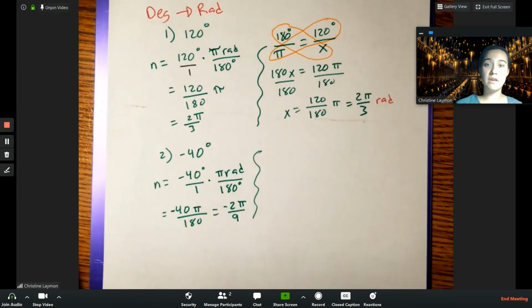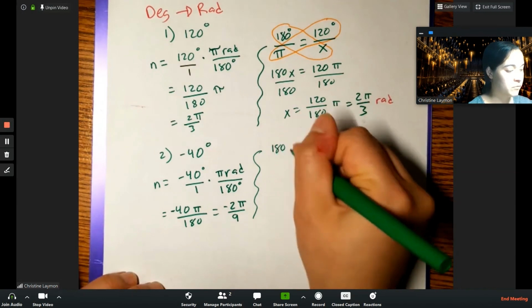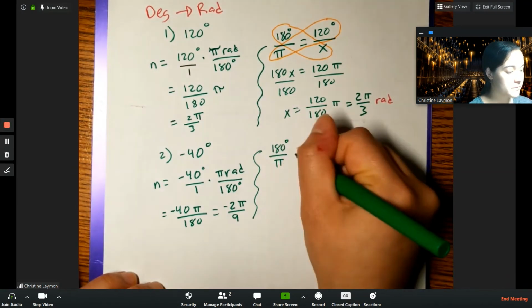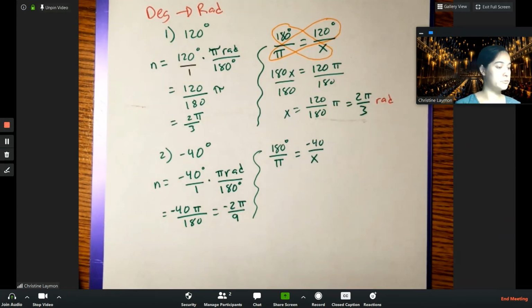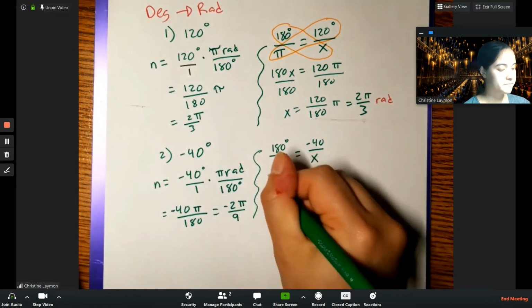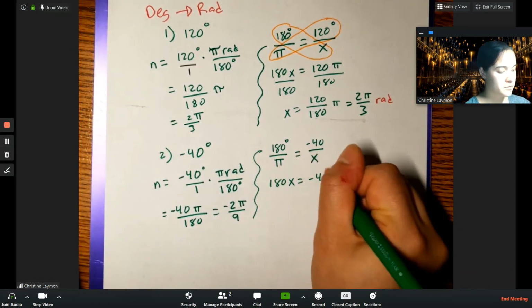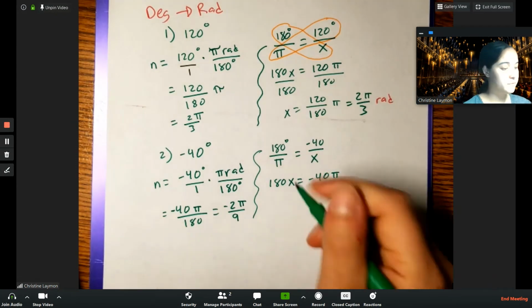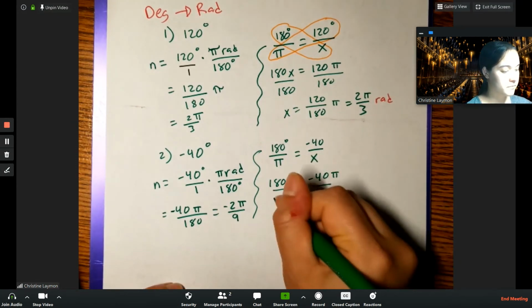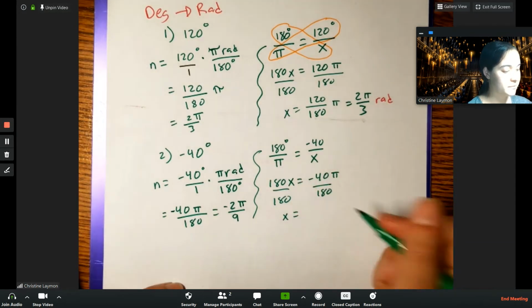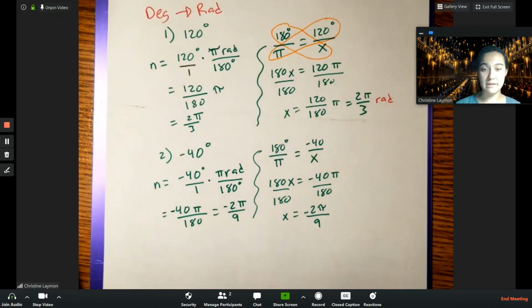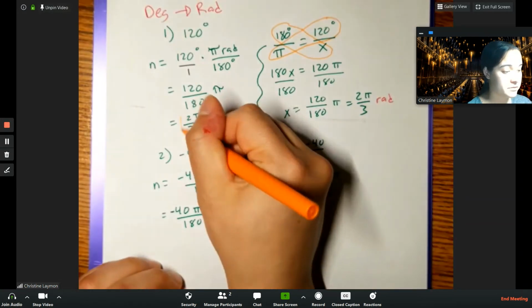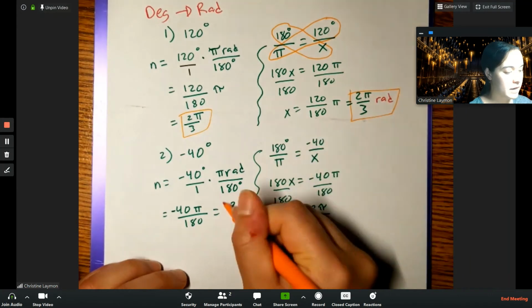Let's do the same thing using my other method. I have 180 over pi equals negative 40 over x. Cross multiply. 180x equals negative 40 pi. Divide both sides by 180. And like we had last time, this simplifies to negative 2 pi over 9, whether you write the word radian or not. I'm going to go ahead and go through now and box my answers. 2 pi over 3, negative 2 pi over 9.